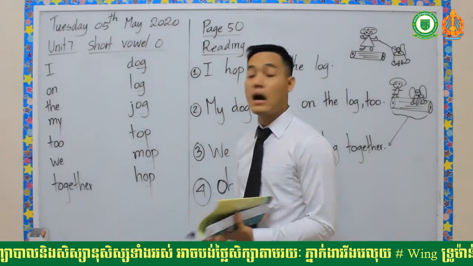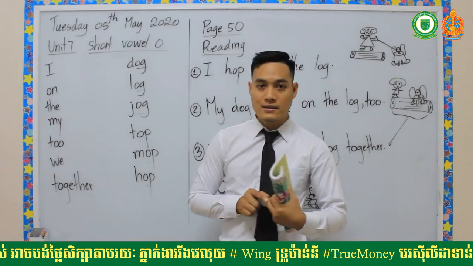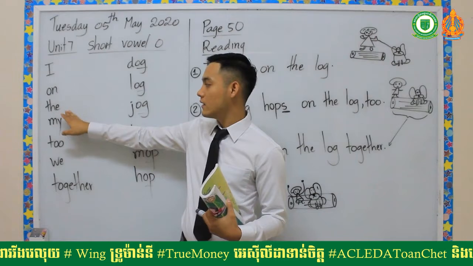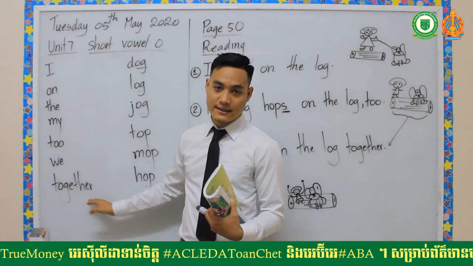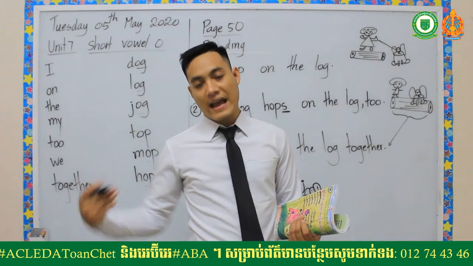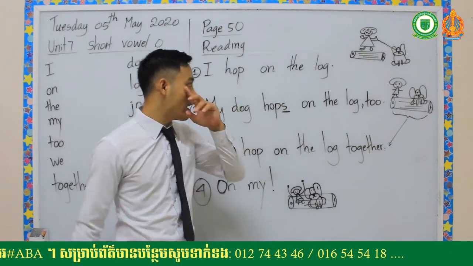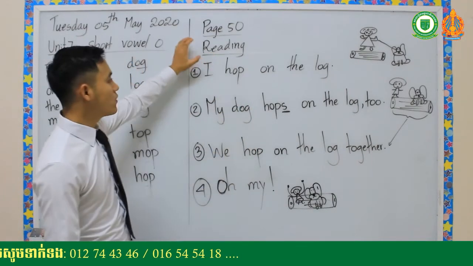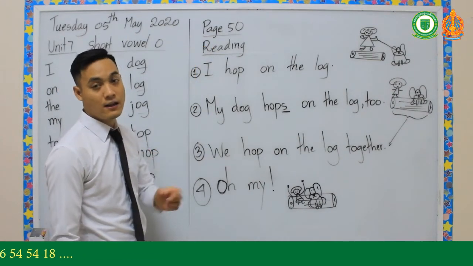You also learned some words, like the words I, on, the, my, to, we, together. And I already taught you and assigned you to read your exercise about the reading on page 50, right here. So I will read for you and review again before we move to homework. Hopefully you have done it, and don't forget to send it back to me in the online group.